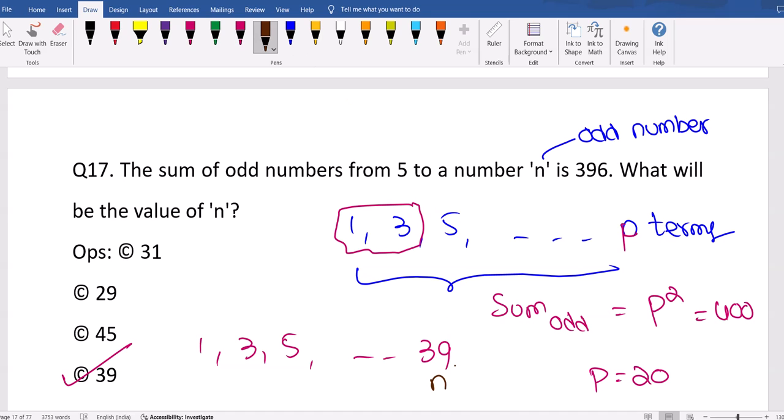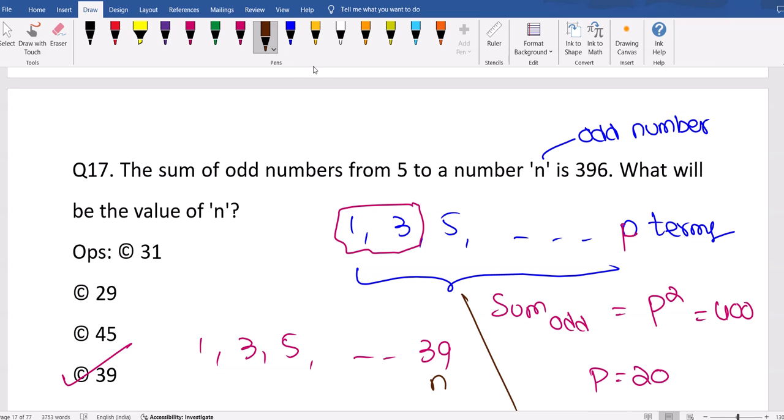Sir, how is the sum of odd terms p square? One term, 1 square. 1 plus 3, 2 terms, 4, 2 square. 1 plus 3 plus 5 is 9, 3 terms, 3 square. Up to p terms, p square will be there. So n is 39 here.